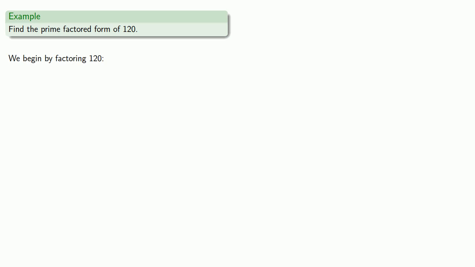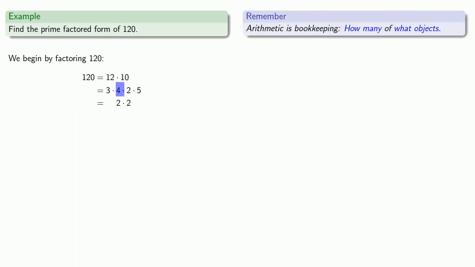And to do that, we begin by factoring 120. We want to write 120 as a product of prime numbers. So we might begin by writing 120 as a product of any numbers. How about 12 times 10? Now, if we can factor either of these numbers, we should continue. So 12, well, that's 3 times 4. And 10 is 2 times 5. Now, of these factors, 3, 2, and 5 can't be factored any further. But 4 can be, so we'll factor that as 2 times 2. And remember, arithmetic is bookkeeping. We replace the 4 with the 2 times 2, but we had a 3, a 2, and a 5, and so we still have a 3, a 2, and a 5.